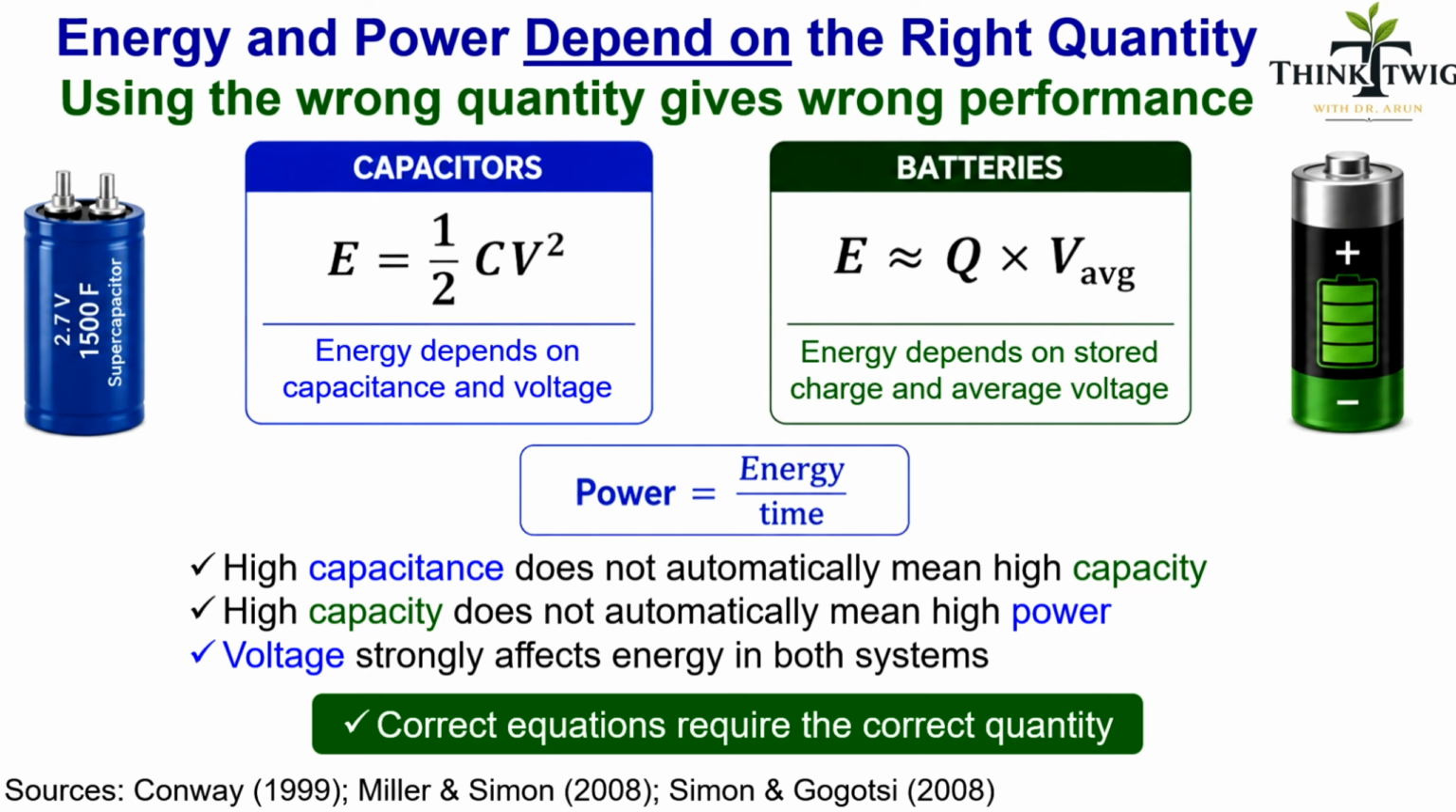And this gives us three very important results. High capacitance does not automatically mean high capacity. High capacity does not automatically mean high power. And voltage has a strong effect on energy. These are different parts of device performance. A device may store a large amount of charge but release it slowly, and another may store less energy but deliver it much faster. So, capacitance, capacity, energy, and power should not be used as if they are the same thing. Each one tells us something different, and each one needs the correct equation.